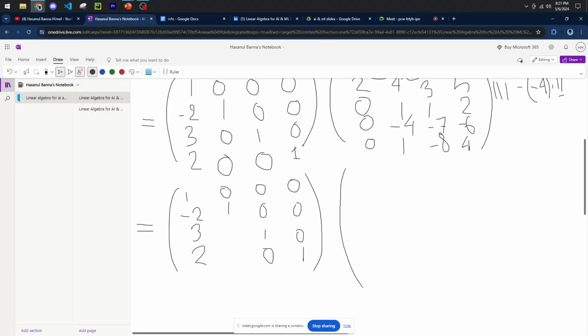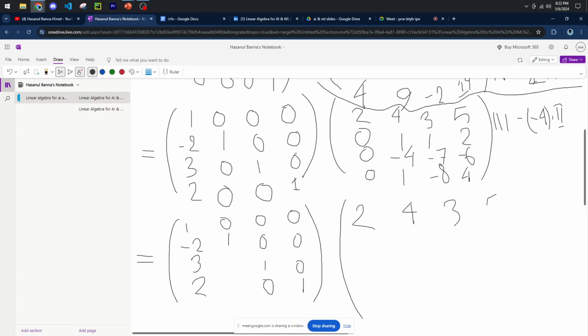While we do this, we will get 2 4 3 5, and here in the second row we will get 0 1 1 2, and while we have done the calculation, we will put this value in the first matrix, and when we have done the calculation, we will get 0 0 -3 and 2.